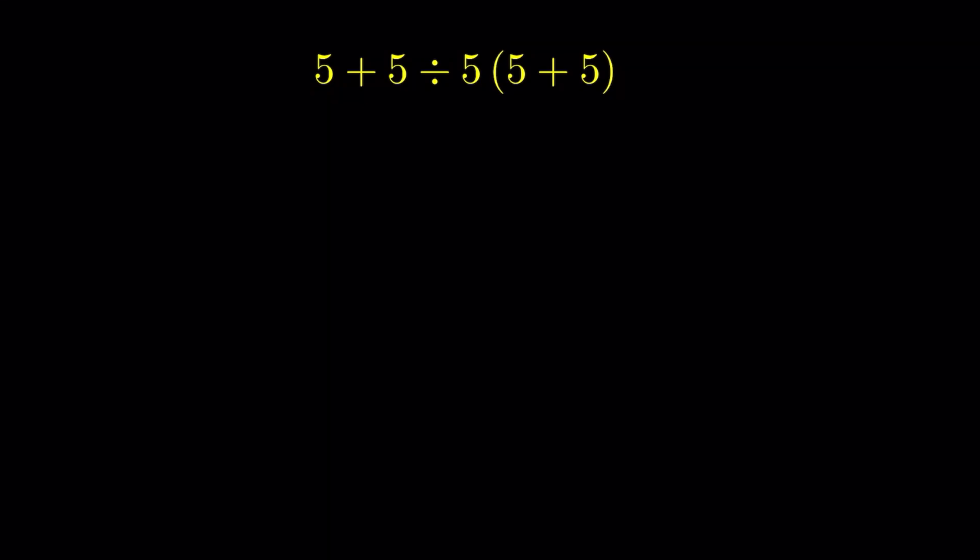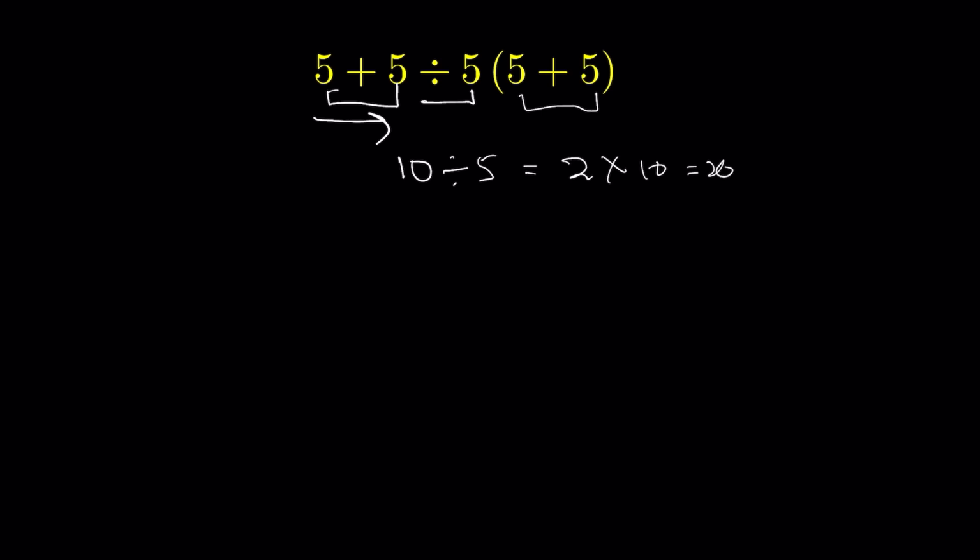5 + 5 ÷ 5 (5 + 5). How do you solve this? Now many start doing from the beginning. So they will add this 5 + 5 = 10, then divide by 5, which gives you 2, and then 5 + 5 is 10, 10 times 2 is 20. Is this the way you are doing?